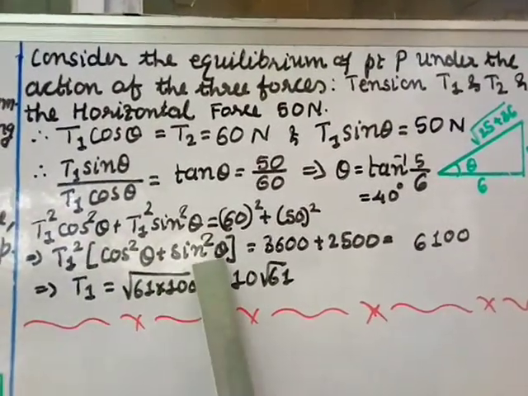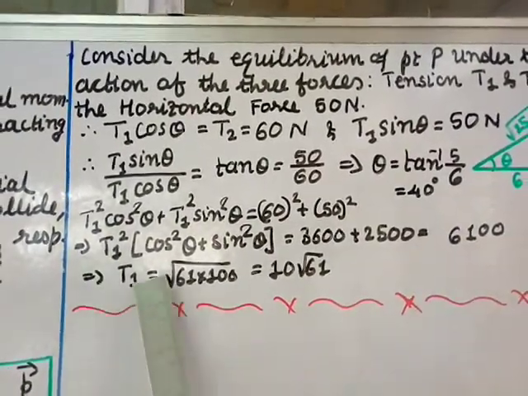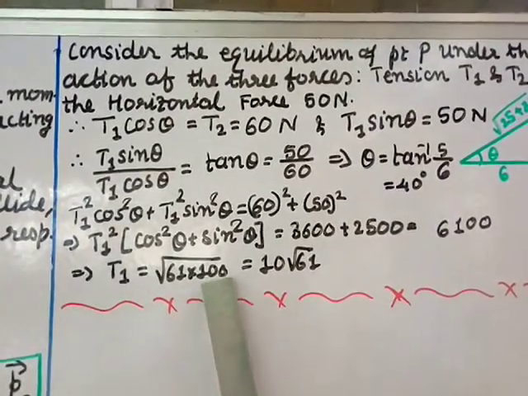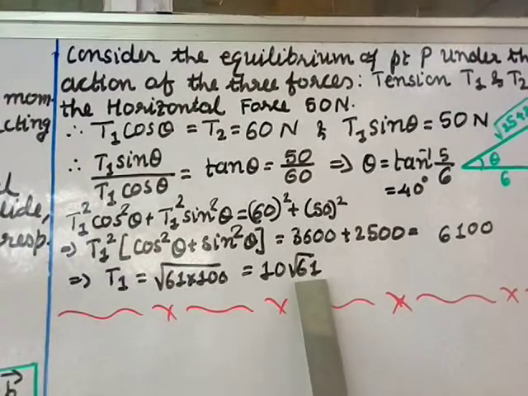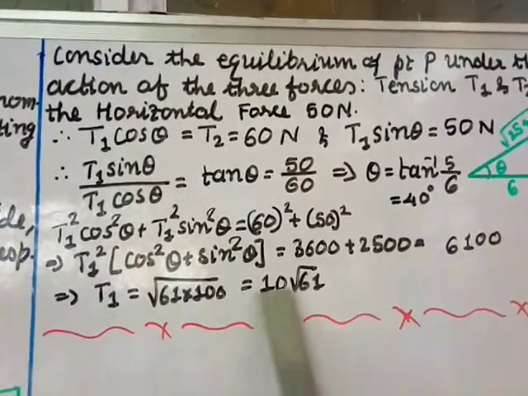Cos square theta plus sin square theta is 1, so here you get T1 square, and take the square root on both the sides, so T1 equal to the square root of, I am writing this as 61 into 100. Square root of 100 is 10 and 61 keep as it is, so 10 root 61, right? So you have got tension T1 as 10 root 61.